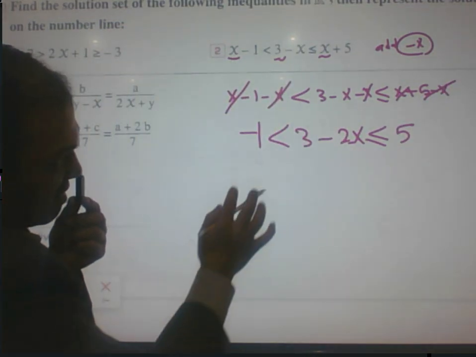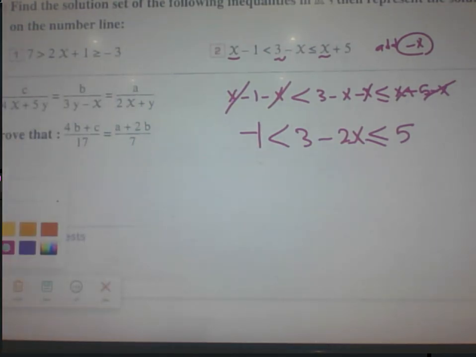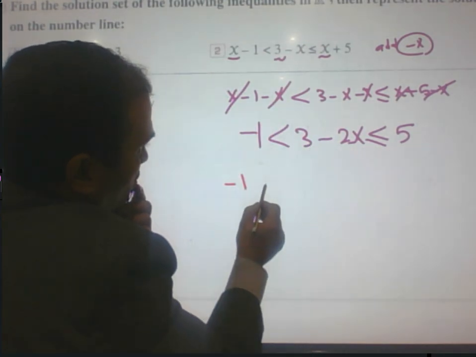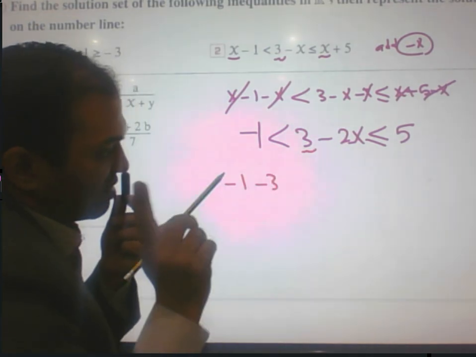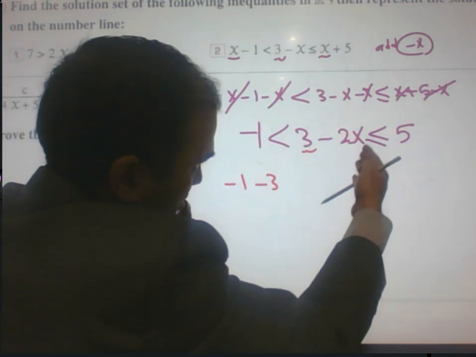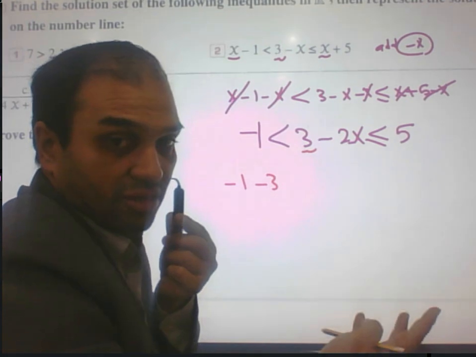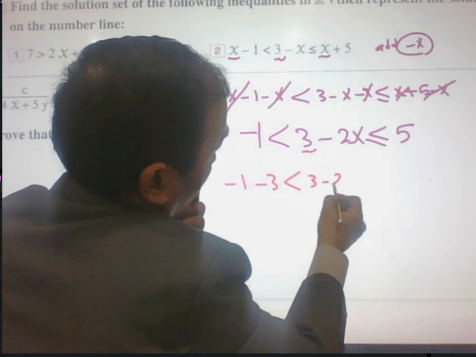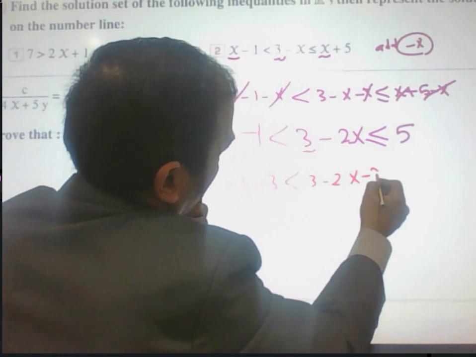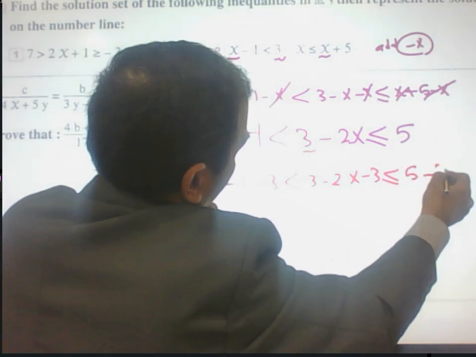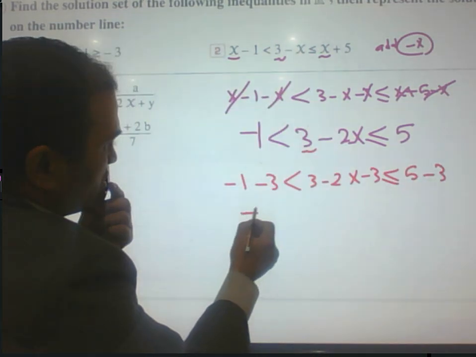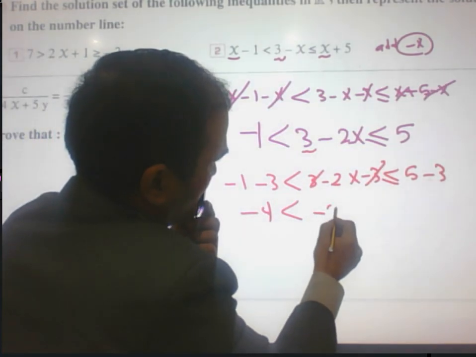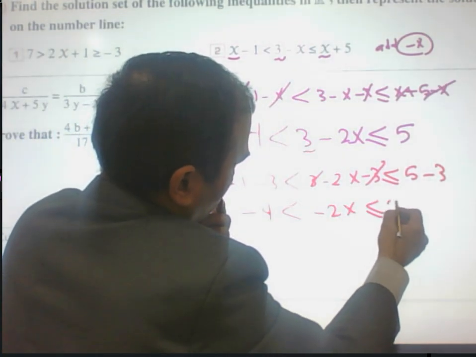Next step, you must cancel the 3 here by adding negative 3 to the 3 expressions. Then negative 1 minus 3. I will cancel the 3 here by adding negative 3 first, to the 3 expressions in this inequality. Negative 1 minus 3, less than 3 minus 2x minus 3, less than or equal to 5 minus 3. Next step, negative 1 minus 3 is negative 4, less than 3 minus 3 equals 0, then we have negative 2x less than or equal to 5 minus 3.